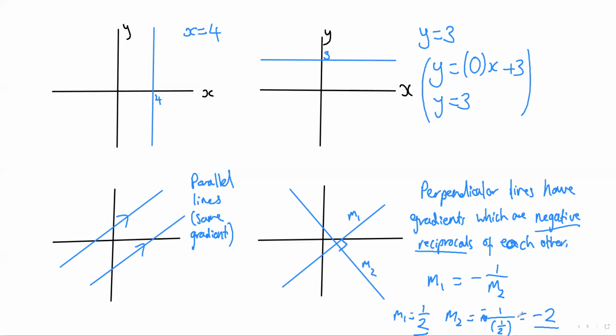And obviously the other way around, you can also find m1 by putting minus 1 over minus 2, which will give you a half back. But yeah.